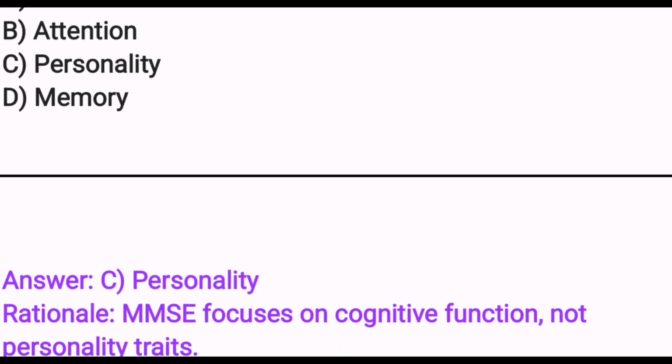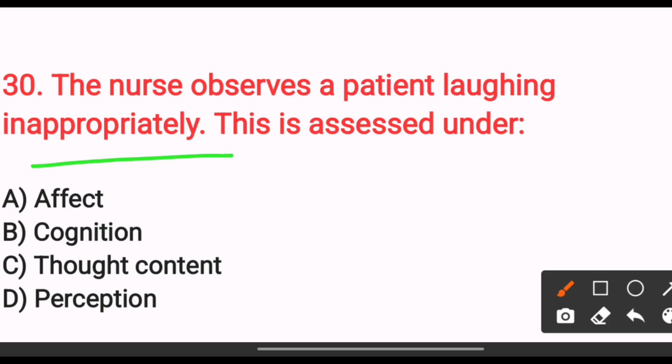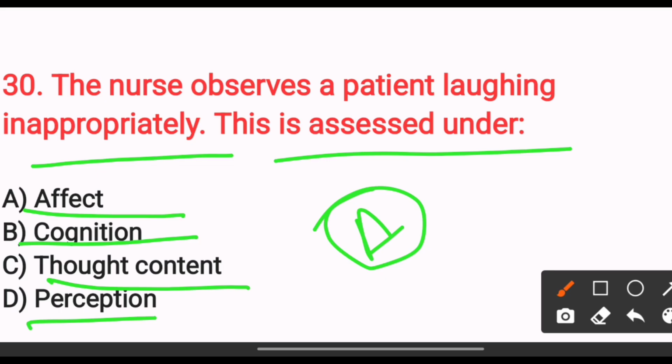Next, the nurse observes a patient laughing inappropriately. This is assessed under option A, affect. Option B, cognition. Option C, thought content. Option D, perception. The answer is option A, affect, because affect assessment identifies the congruence with the mood and the social appropriateness.